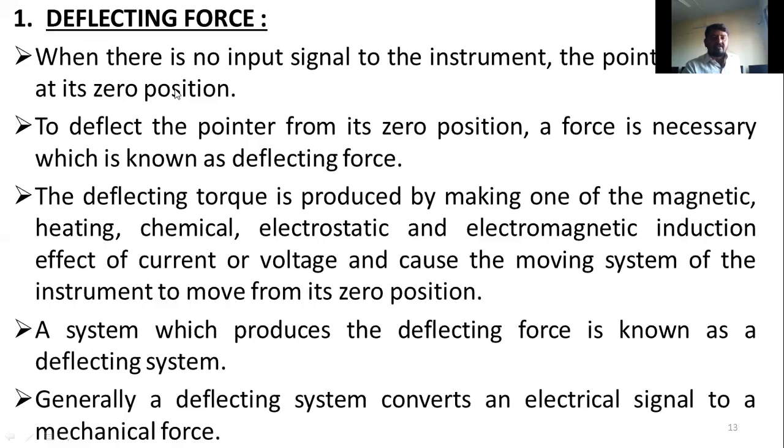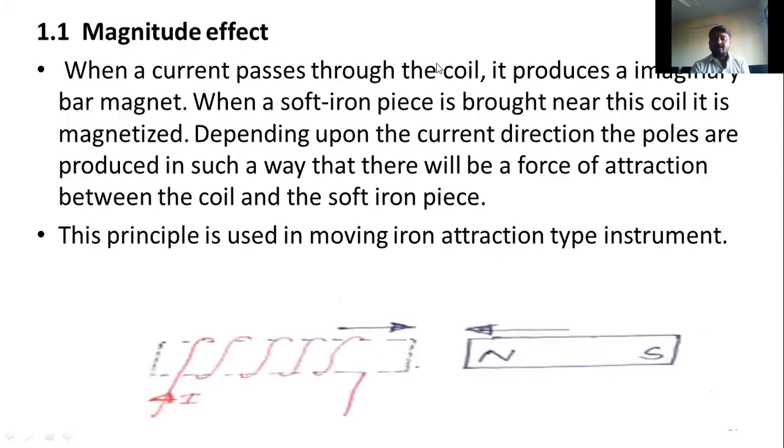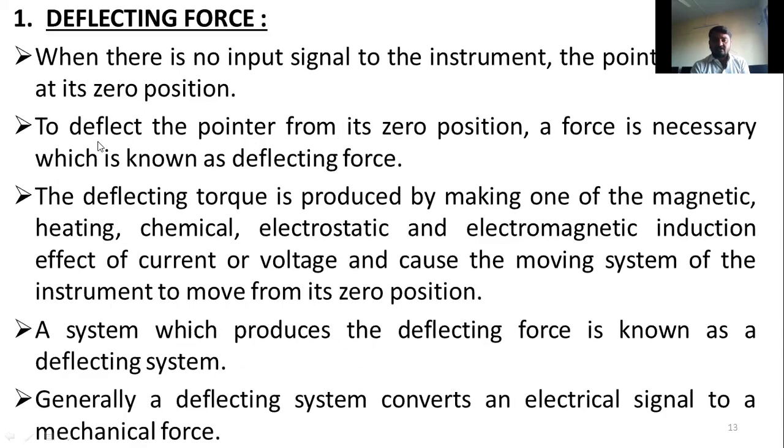Okay. When there is no input signal to the instrument, suppose an indicating instrument we have connected to the circuit, but there is no input signal. They have not switched on the supply. Input is not there. On that condition, what will happen? There is no input signal to the instrument. The pointer will be at 0 position. Initially, the pointer will be at 0 position.